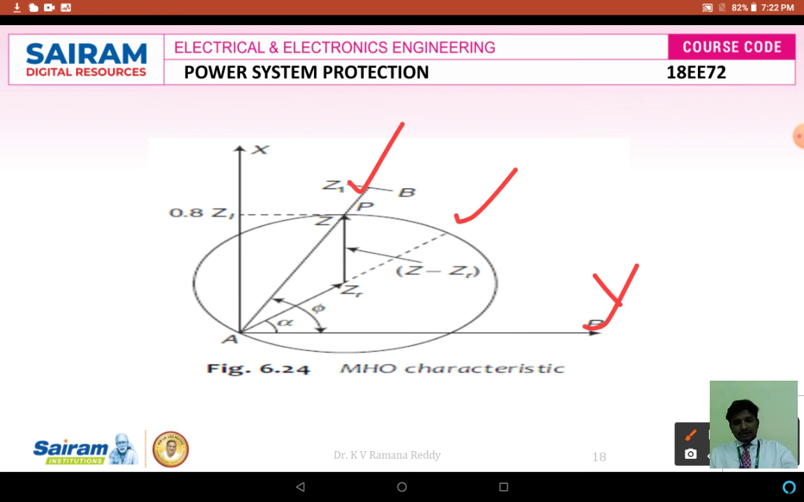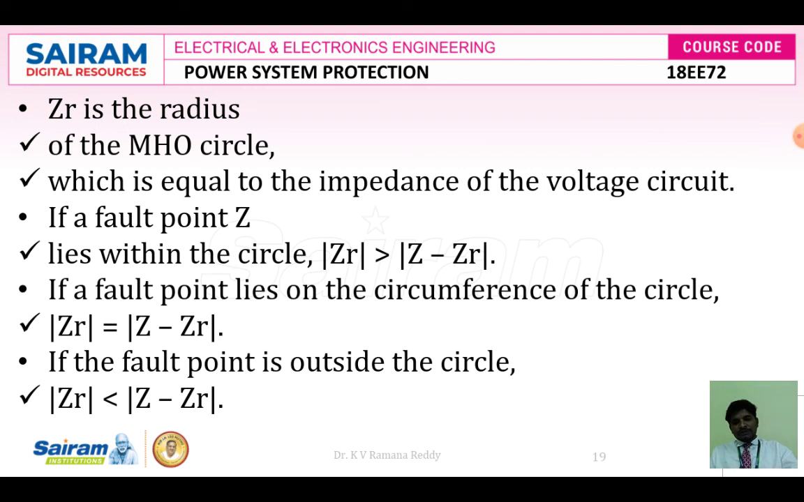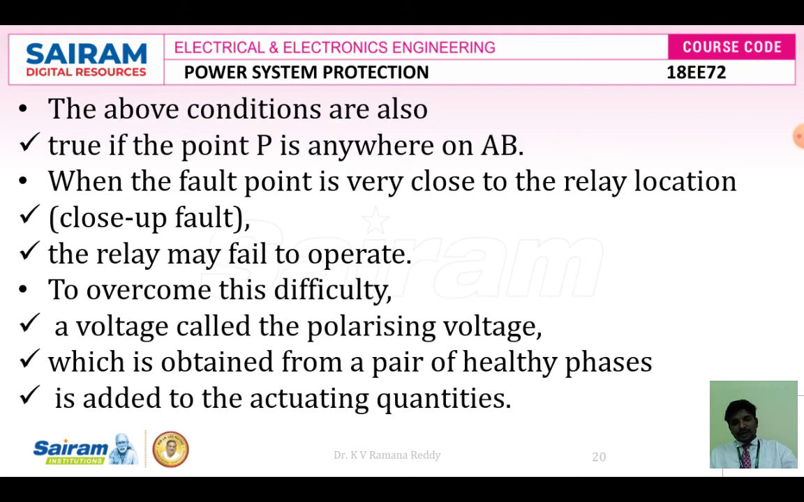So whenever the fault lies below the operating region of this circle, then the relay will function, and the magnitude of admittance here is 1 by Z1. So when the value of Z minus ZR is greater than Z minus ZR, then the relay will function, and the operating characteristic lies within the point P, very close to that operating region, and the polarizing quantities are developed here, and the torque will be produced appropriately, and the relay will function.